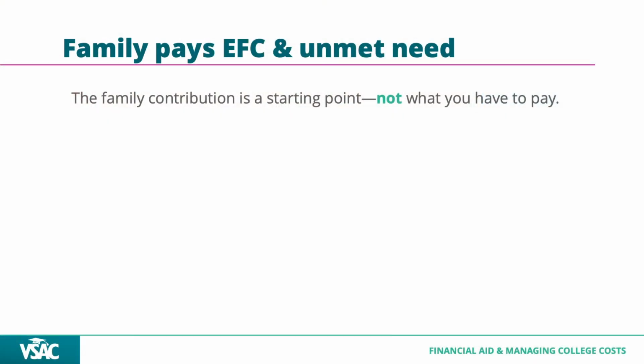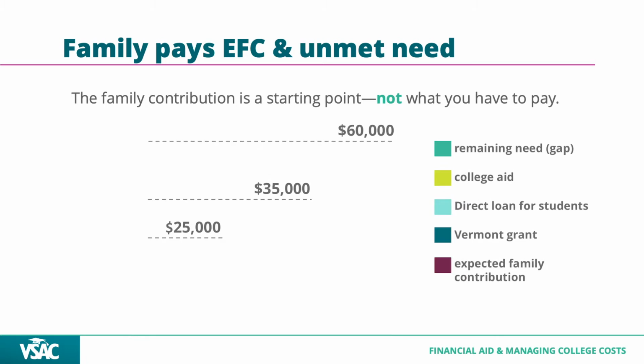Once a family's EFC is determined and a student applies for financial aid at a college and is admitted, then a student is awarded financial aid. The family contribution is really the starting point, though, not what the family needs to pay. So in this example that we're looking at, we have one student who's applied to schools with 3 different costs. And for the sake of this slide, let's say that there are 3 colleges within Vermont.